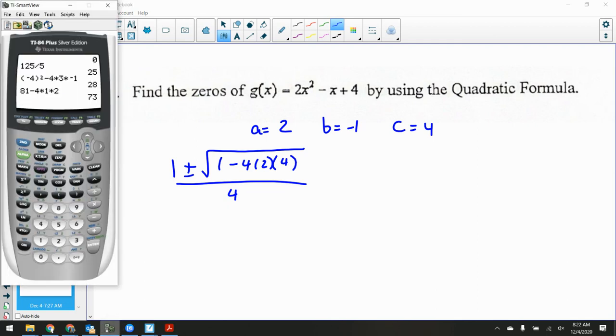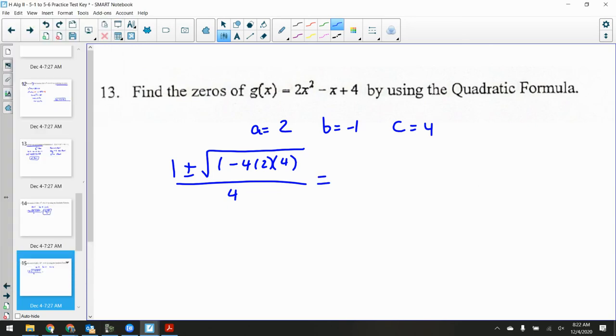Okay, now we go underneath the radical. It's a 1 minus 4 times 2 times 4. Uh-oh, negative 31. So 1 plus or minus the square root of negative 31 all over 4. Remember that you cannot leave it like that. You have to bring out the i. 1 plus or minus i radical 31 all over 4.